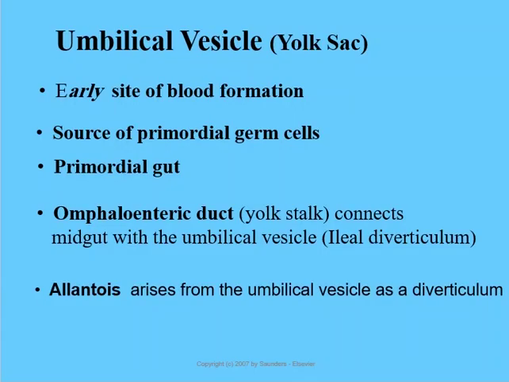The yolk sac, or umbilical vesicle, is an early site of blood formation. Also, from there, primordial germ cells form and then migrate to the primitive gonad. It also shares in the formation of the primitive gut. Here we have the yolk sac connecting to the formed midgut through the umbilical vesicle, which later, if it persists after birth, is called ileal diverticulum. Allantois also arises from the yolk sac as a vesicle or diverticulum.